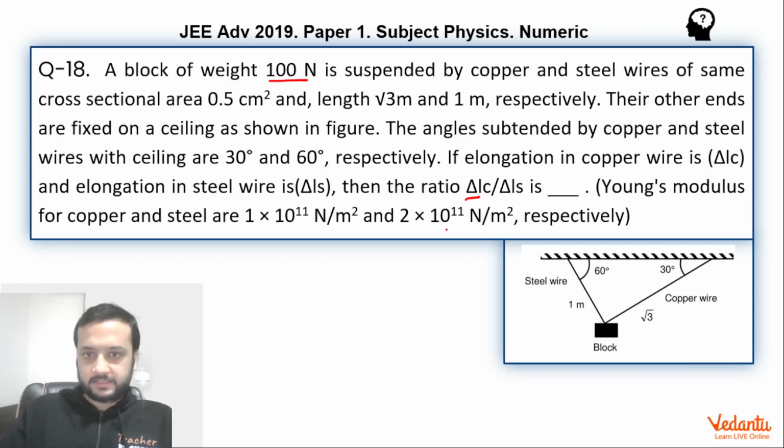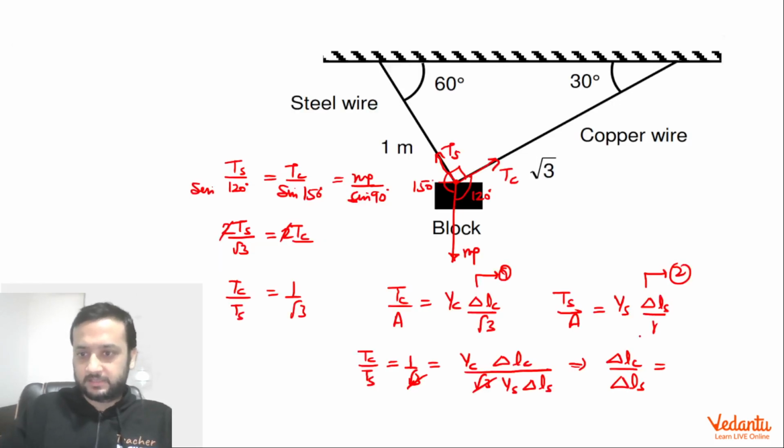Now what is Ys? Ys is this and Yc is this. That means if you take the ratio, you can see that this will be cancelled. So we are going to get the answer as 2. This will be the answer.